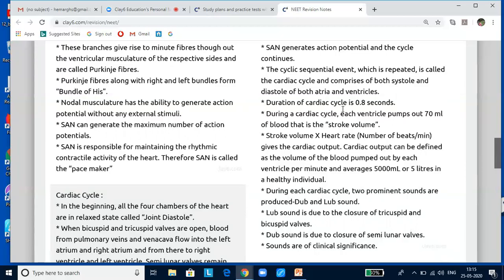The first heart sound is associated with the closure of the tricuspid and bicuspid valves, whereas the second heart sound is associated with the closure of the semilunar valves. And these sounds are of clinical significance.